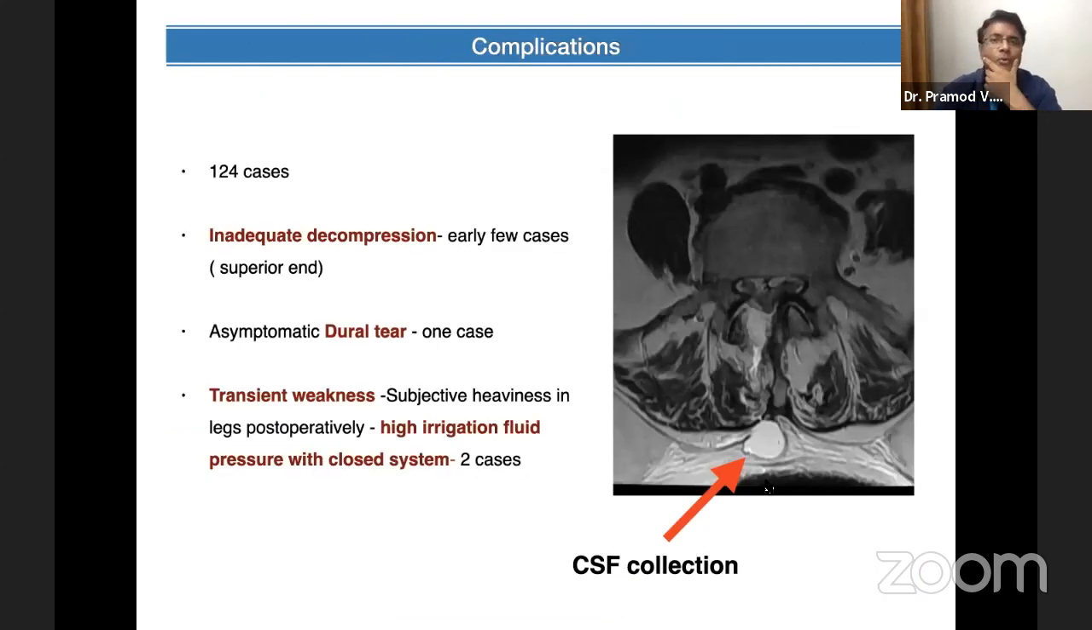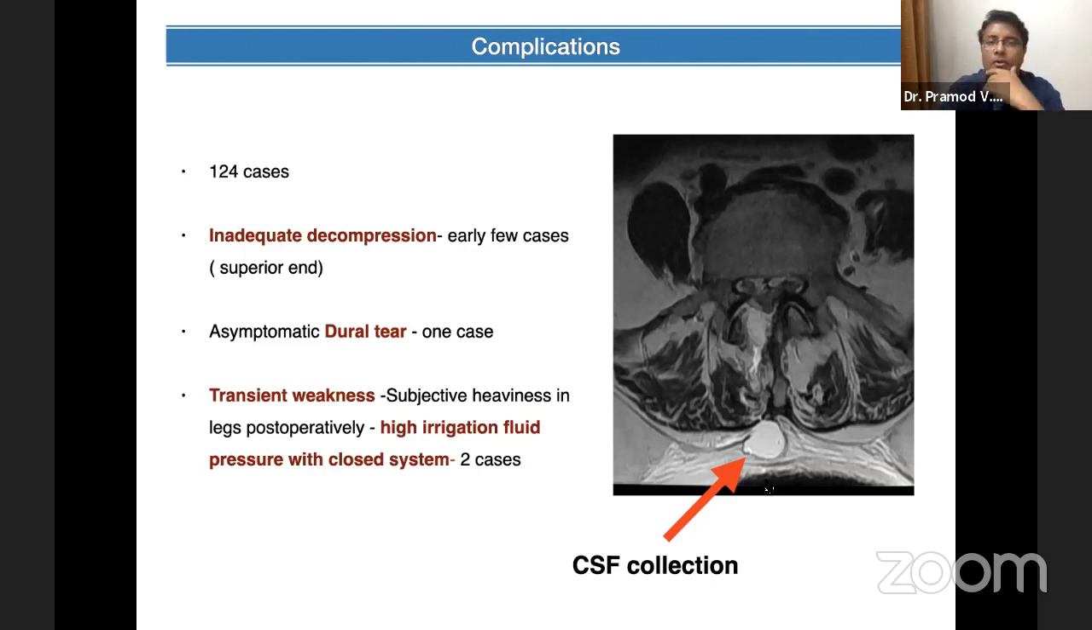So here are a few cases. We have an experience of more than 124 cases. And in the initial stages, our problem was, even though the patient was symptomatically completely free of symptoms, radiologically we were not very happy. This is because we were not extending the area of decompression from the tip of the ascending facet to the middle of the pedicle inferiorly.